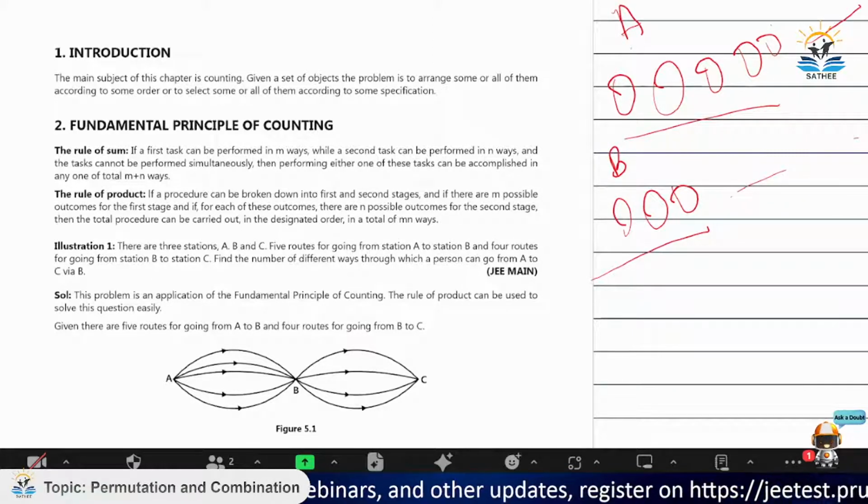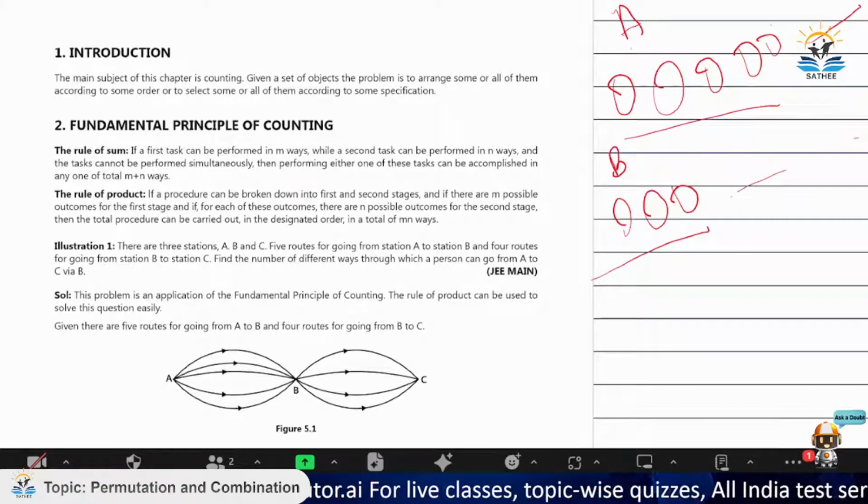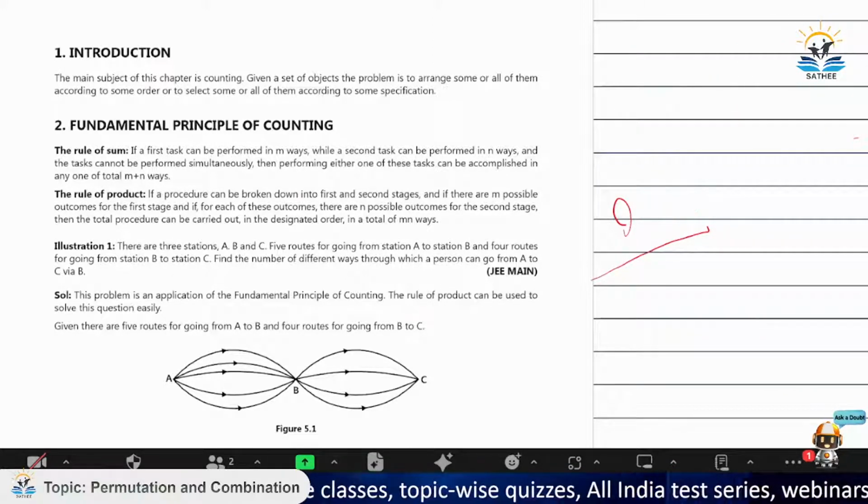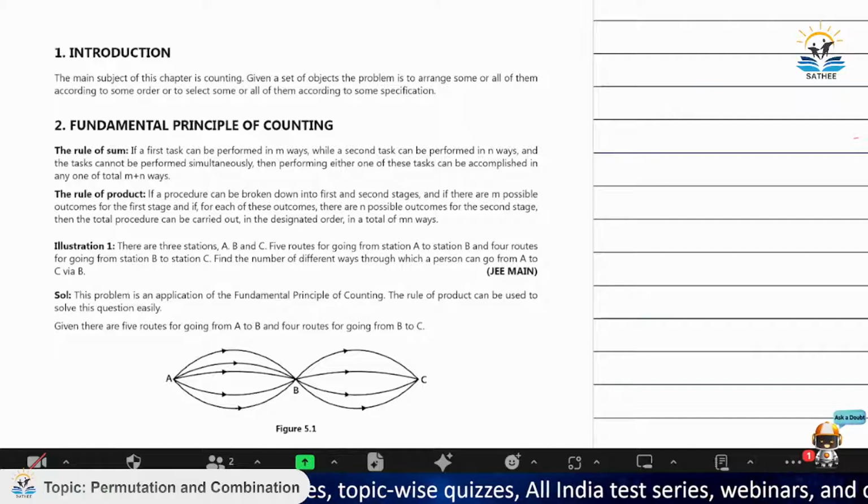Now moving on, what do we have? The rule of product. If a procedure can be broken down into first and second stages, and there are m possible outcomes for the first stage, and if for each of these outcomes there are n possible outcomes for the second stage, then the total procedure can be carried out in the designated order in a total of m times n ways. Very simple to understand. The definition itself is very simple.